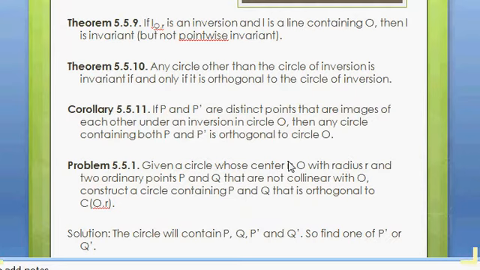Okay? We can do that by finding the image of either or both of those. If we have P and Q, we can find P prime and Q prime. Find either one of P prime or Q prime and go through PQ and that point, and it'll be the circle we need. Just let me show you that.